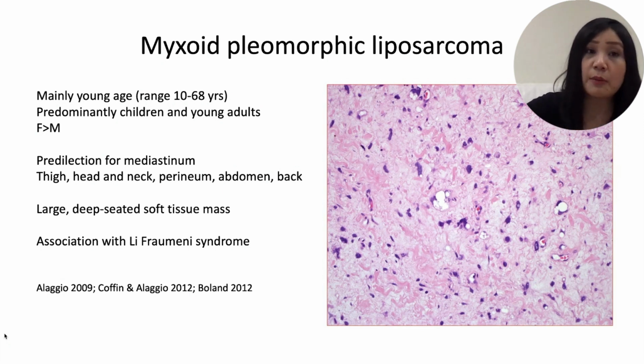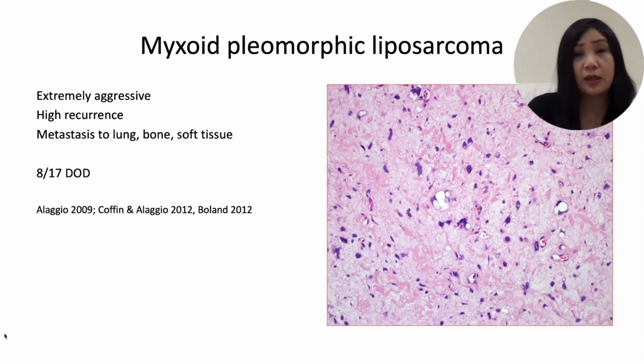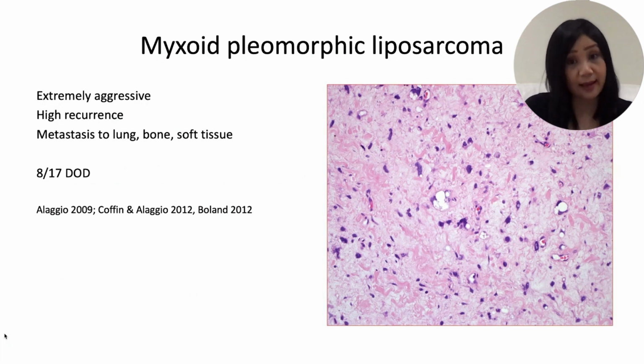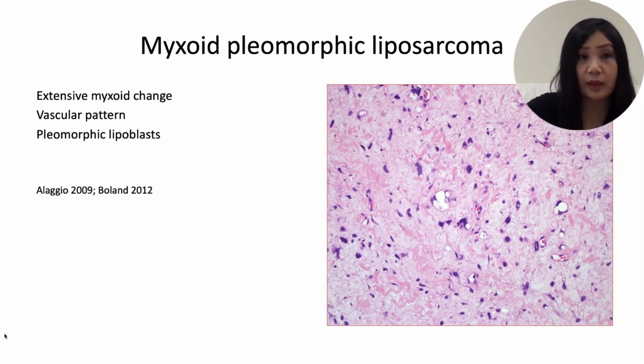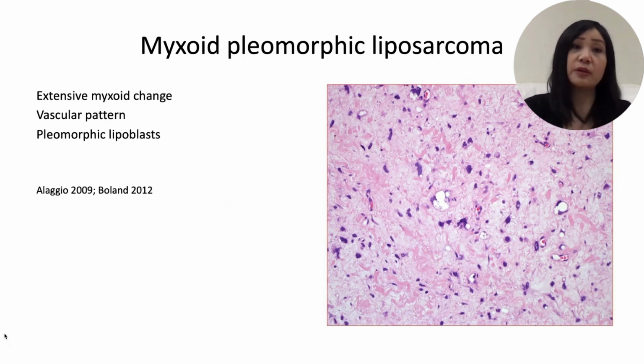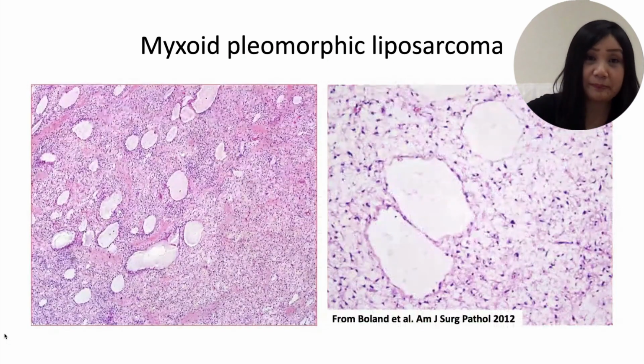Genetically, we still don't know much about it. Some patients have Li-Fraumeni syndrome. These are extremely aggressive tumors with a high rate of local recurrence and a high propensity for metastasis to distant sites and soft tissue sites. These tumors are so called because they have morphology that is variably resemblant of myxoid liposarcoma and pleomorphic liposarcoma. The main points are that these show extensive myxoid stroma with a vascular pattern reminiscent of myxoid liposarcoma, but other areas with pleomorphic lipoblasts and significant atypia resembling pleomorphic liposarcoma.